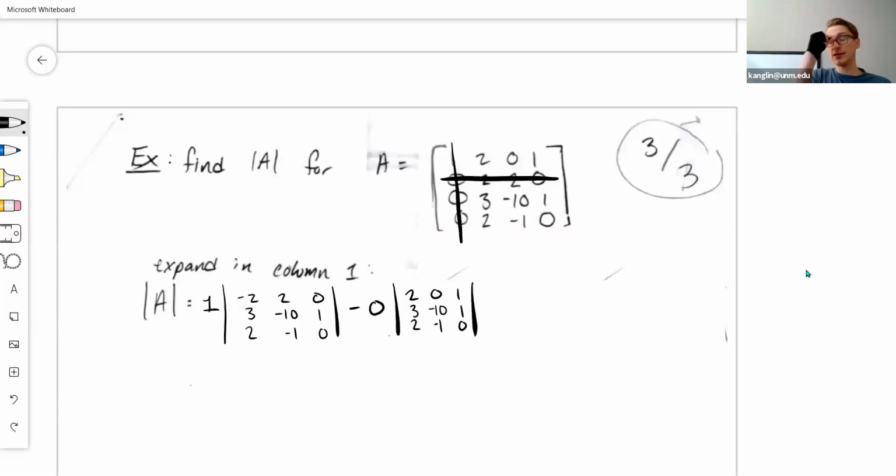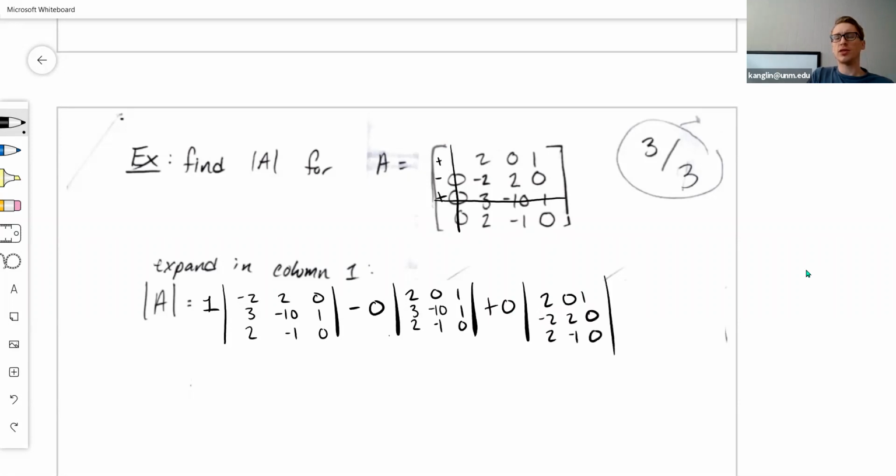So I'm going to fill out the rest of this line of work the same way. I'll say plus 0, checkerboard pattern, plus 0 for the next one. Cross out that row and column. That's the 3 by 3 determinant we have left. And finally, the last one would be a minus 0 times. Cross out the row and column, and we see the 3 by 3 determinant that remains.